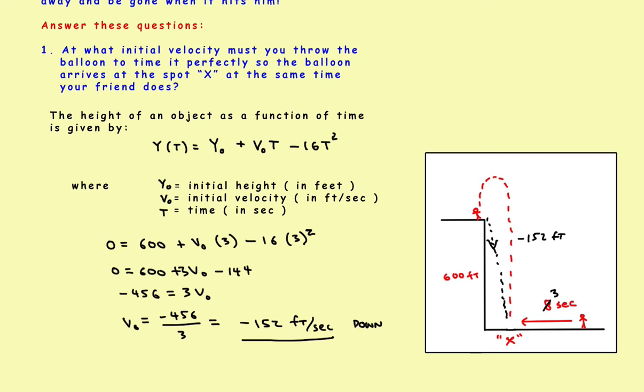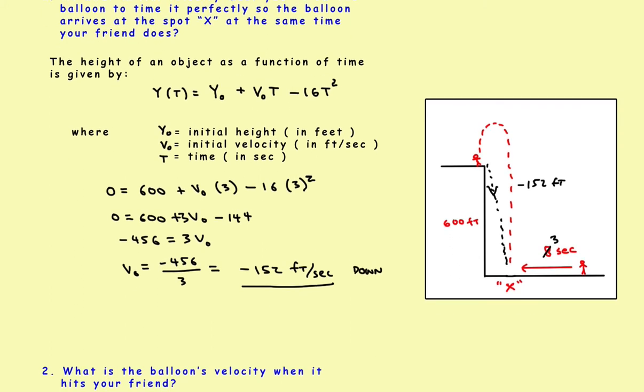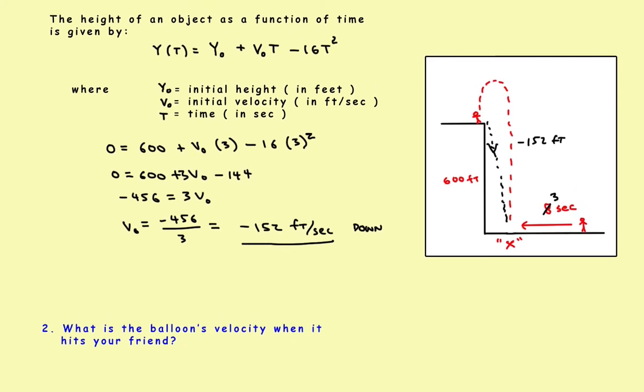And then finally, that last question: how fast is it going to be going when it hits your friend? And again, we'll do the same process that we did last time. Let's plug in the things we know. So now you know both the initial height and the initial velocity. So start with the position equation and write that down. So y is a function of time. The initial height was 600. And now you know that the initial velocity, though, is negative 152 times t minus 16t squared.